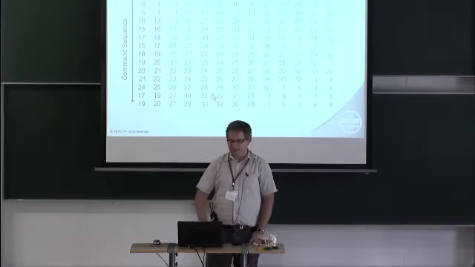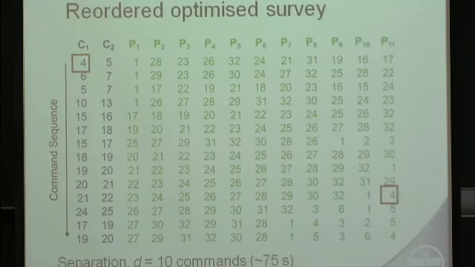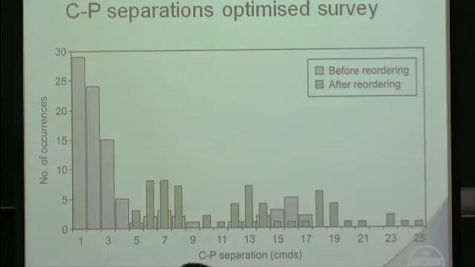In terms of our optimized survey, just going back to that, we can see that the separations have significantly increased. Here we have a separation of 10 commands. On the next line it's 10, the next line it's 9, the next it's 13, and so on. So we're getting separations in time of the order of minutes, which is what we want to minimize the polarization errors. And that's the CP separations for the reordered optimized survey.